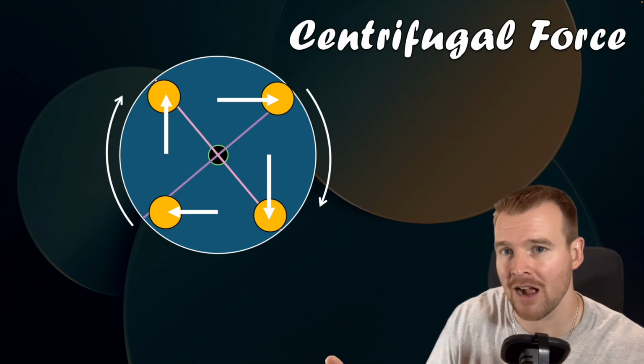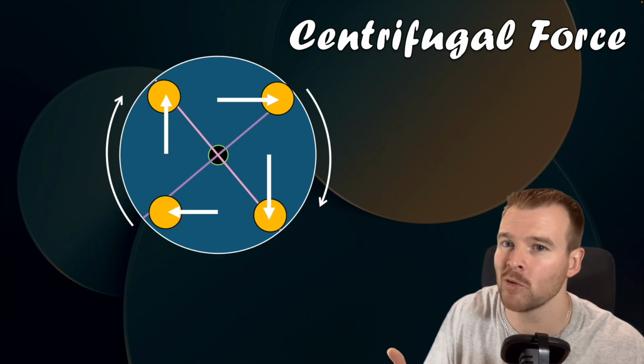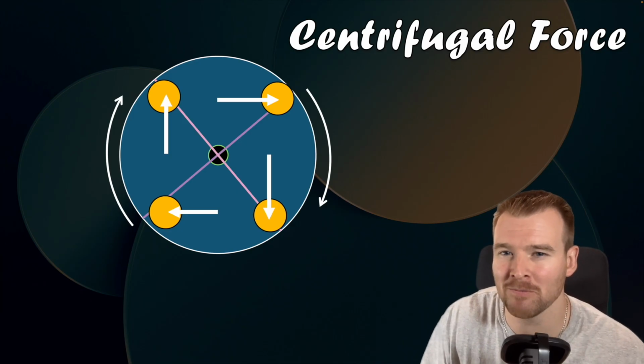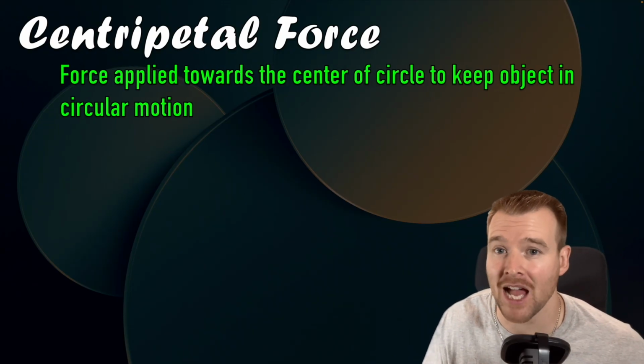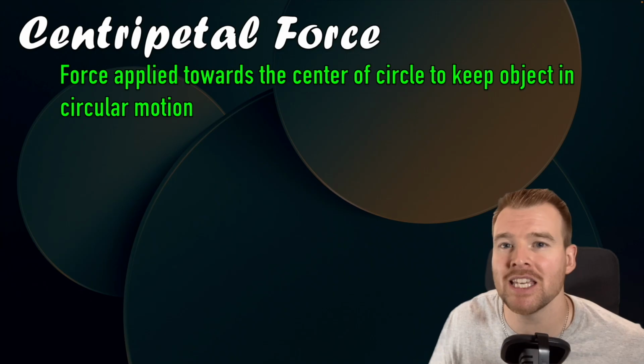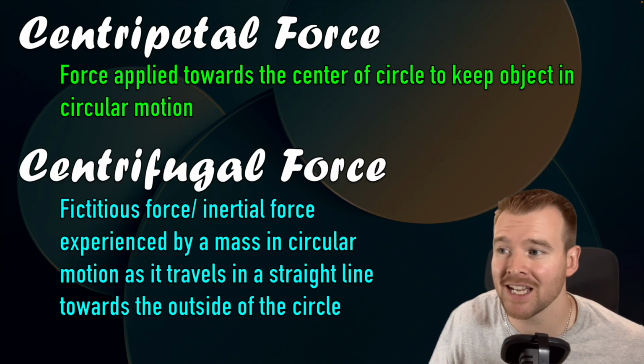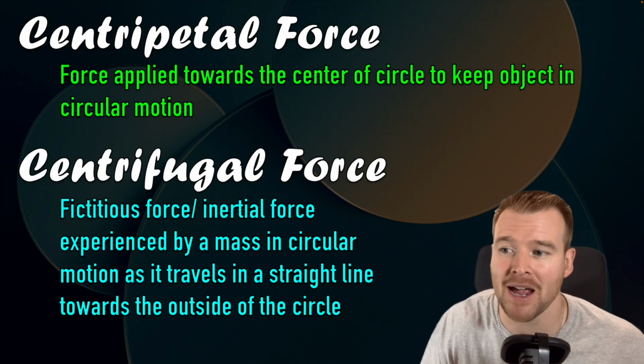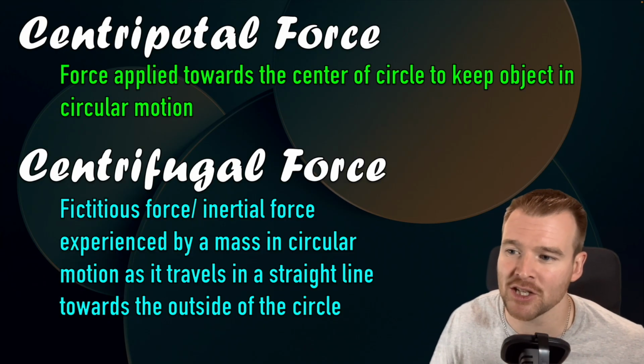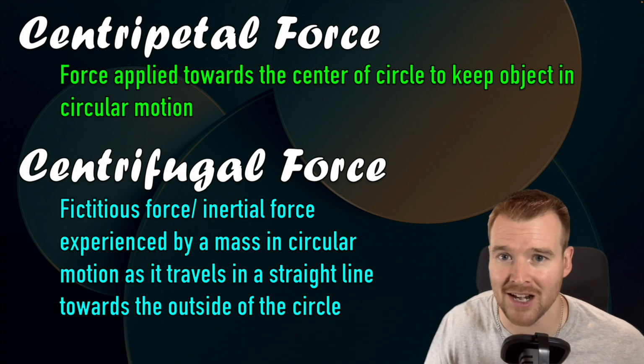You just keep traveling in the initial direction that you were, which is towards the outside of the circle. So let's sum that up with some notes here. We have the centripetal force, a force applied towards the center to keep an object going in circular motion. The centrifugal force, a fictitious force experienced by a mass in circular motion as it travels in a straight line towards the outside of the circle.